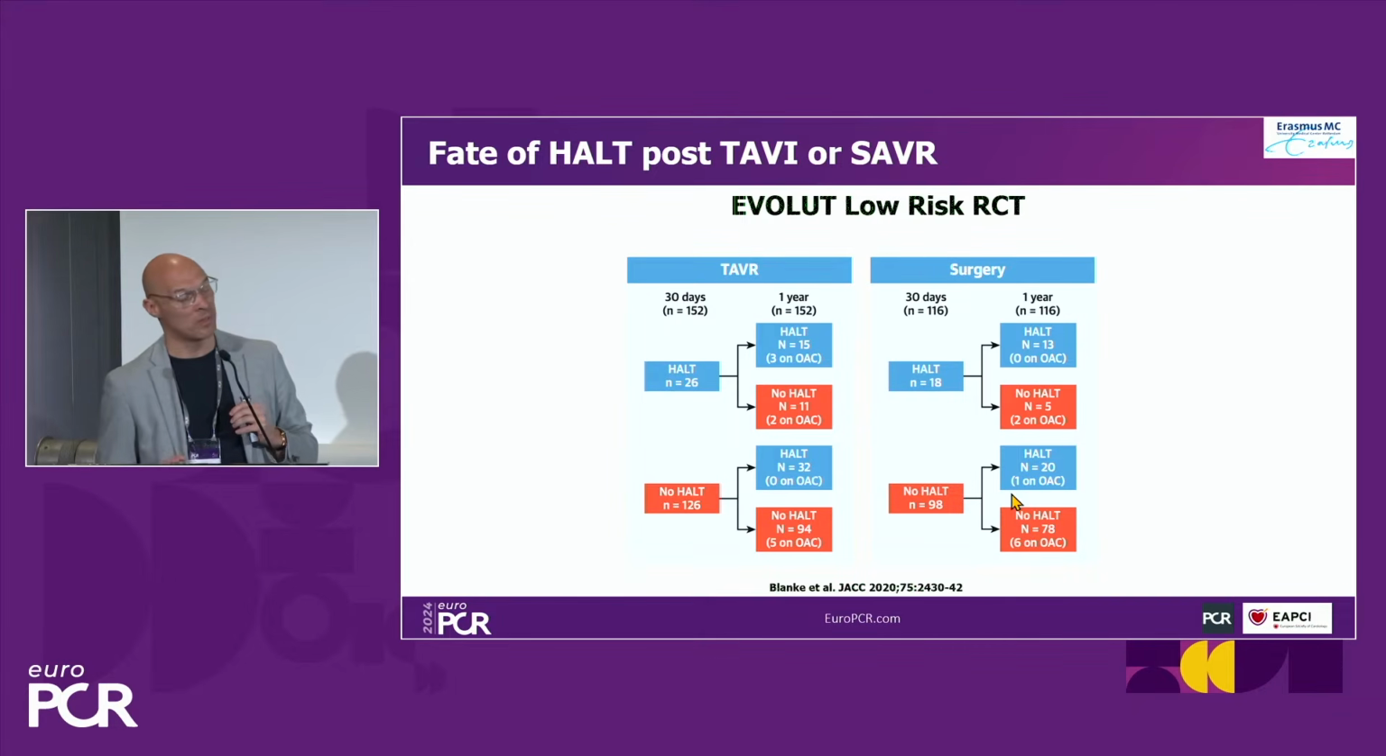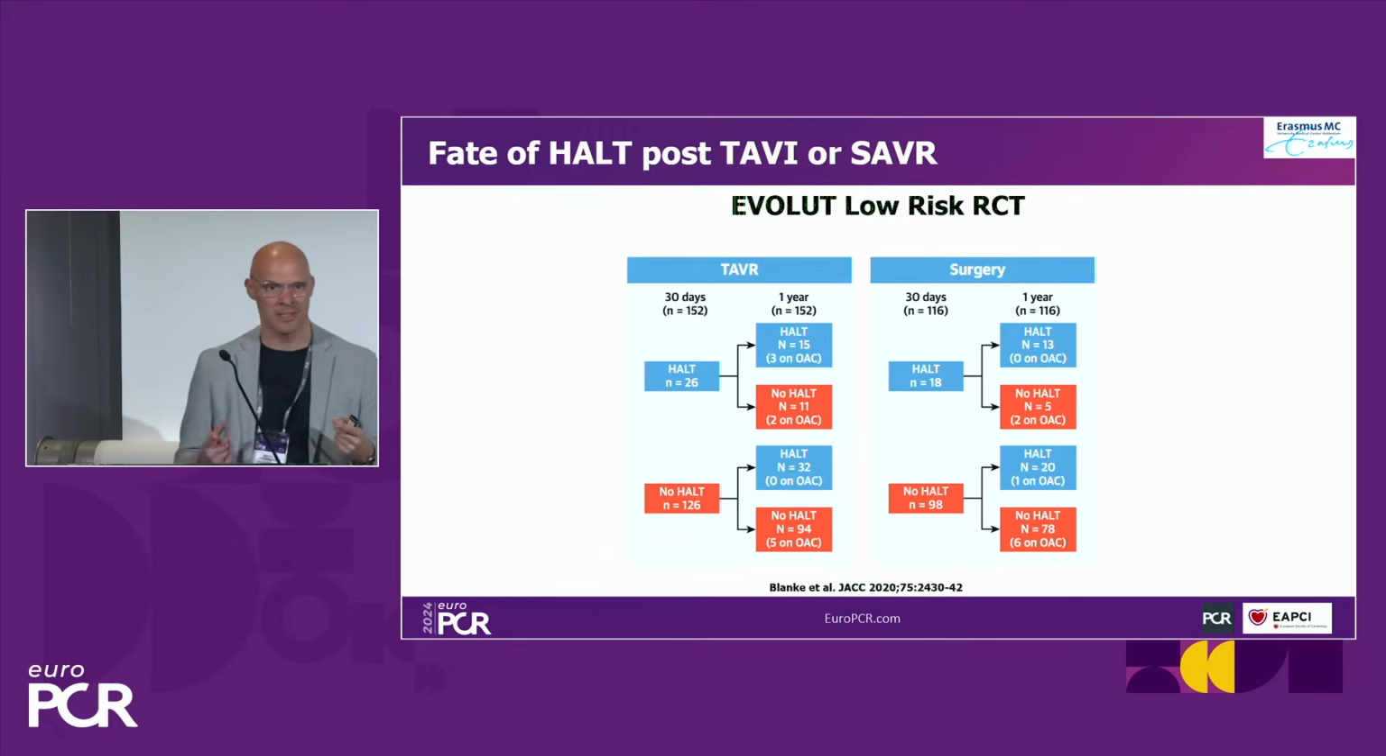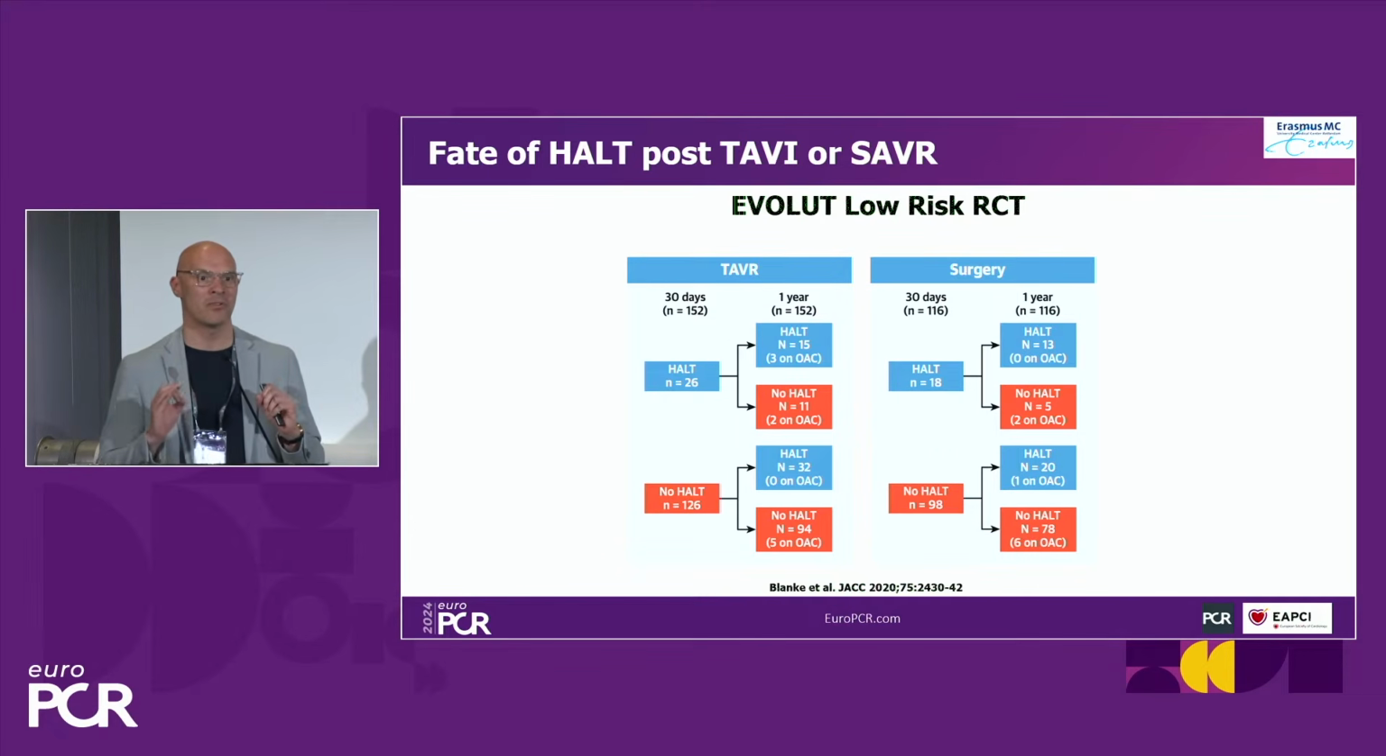What happens then with the patients who were identified with HALT? So the neat part is patients had follow-up CTs at 30 days and at 1 year. Well, if you look at the TAVI patients with HALT, there were 26 patients with HALT. Well, 15 patients still had HALT at 1 year. 11 patients had no longer HALT. And the interesting additional aspect to these studies is HALT was not a trigger for oral anticoagulant drug therapy in those trials. So this was spontaneous resolution of the leaflet thickening.